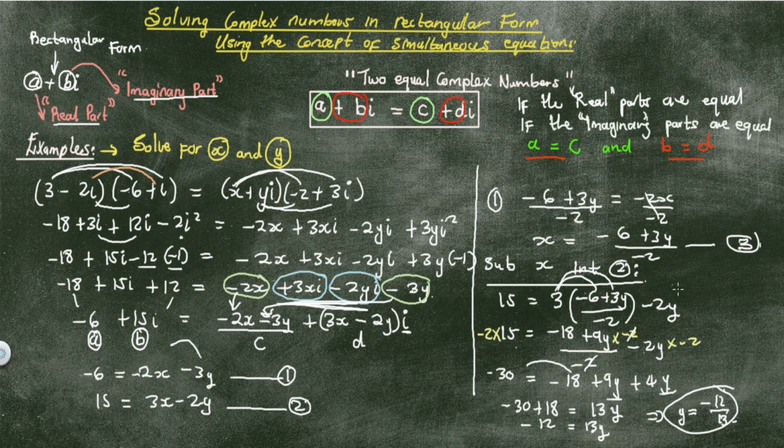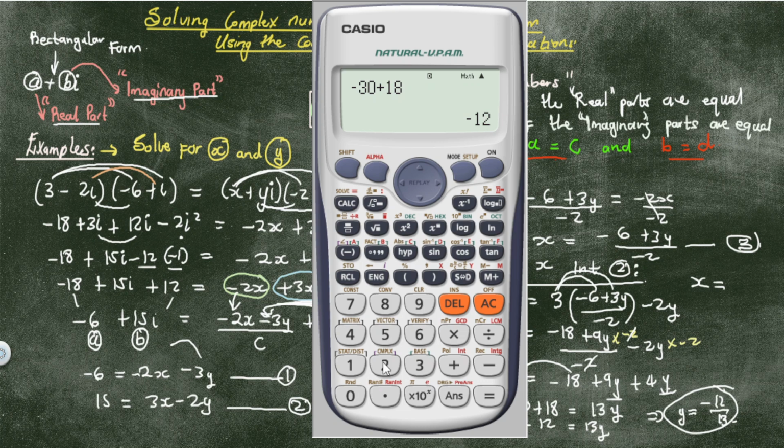Alright, I forgot to label it. Alright, so substituting my y into that equation, it's going to be minus 6 plus 3 open bracket minus 12 over 13 close bracket over a negative 2. My answer is 57 over 13.